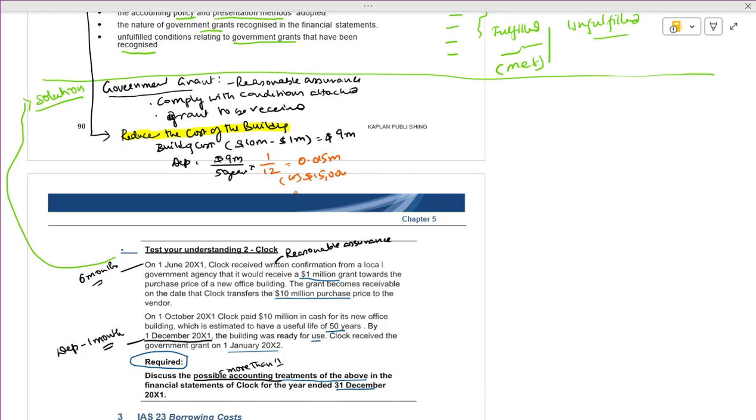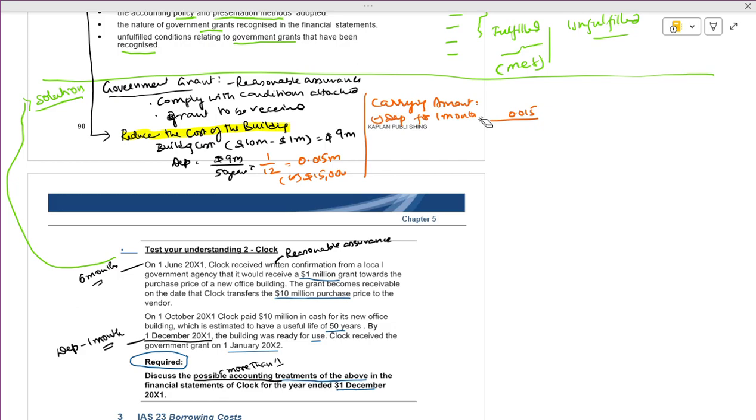Okay. Now, what is the carrying amount? Carrying amount is, you have the 10 million. Depreciation for 1 month, how much? Depreciation for a month is 0.015. Okay. It comes to how much? Carrying amount is how much?